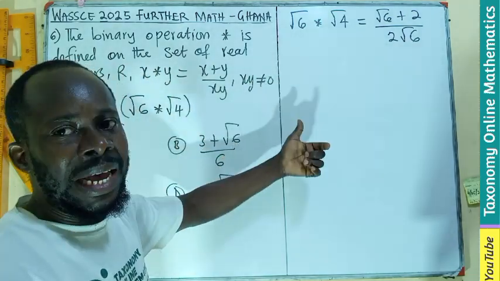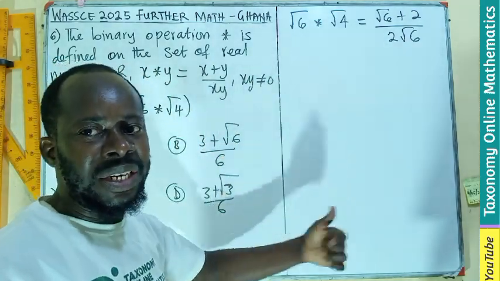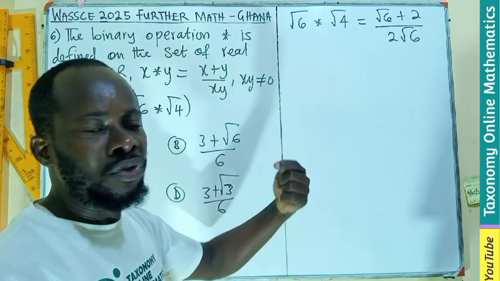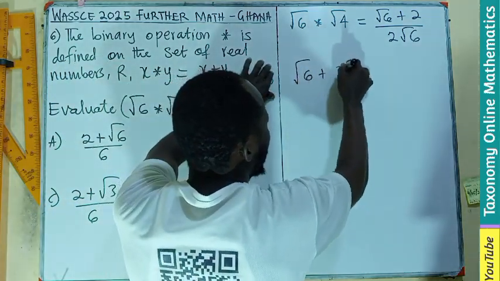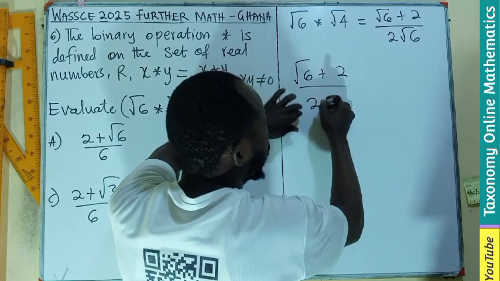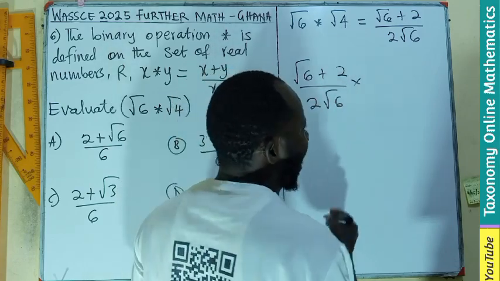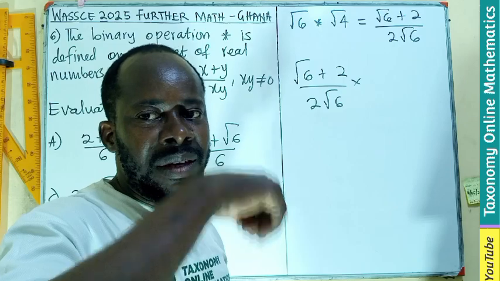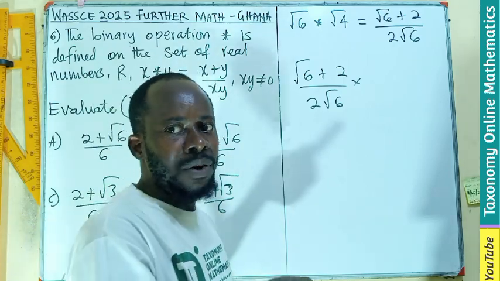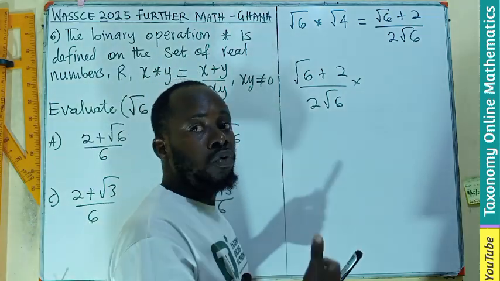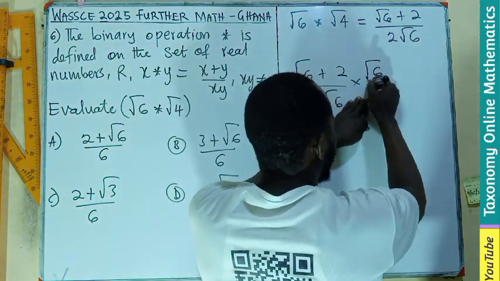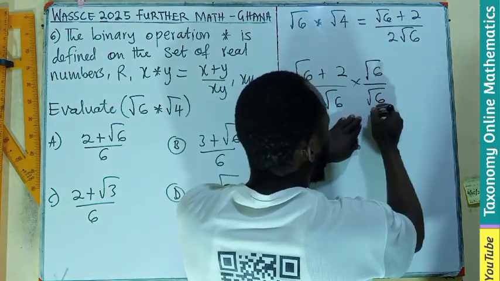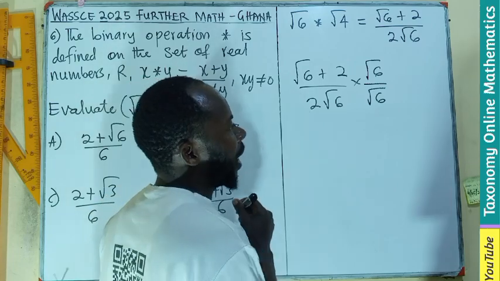Now, as said, we don't want the irrational numbers to be in the denominator. So we do rationalization. That means the root of 6 plus 2 divided by 2 root 6 is to be multiplied by the irrational number which is in the denominator. I will leave the 2 because 2 is rational. So I'll leave the 2. That means I'll multiply by root 6 divided by root 6. So these are multiplying.